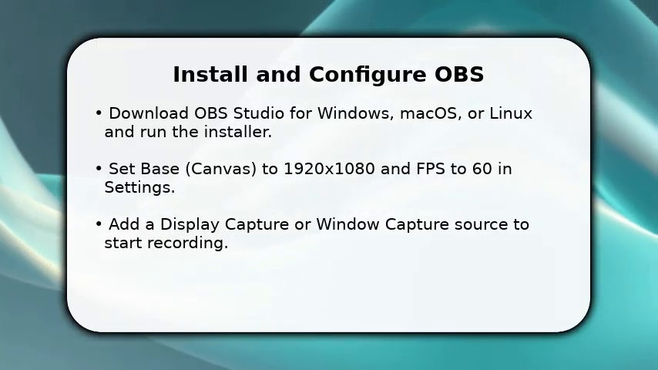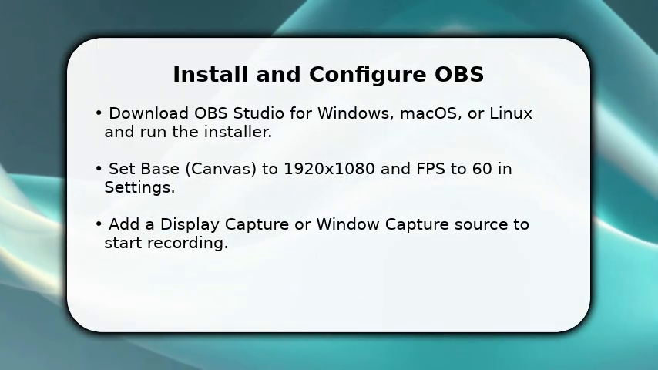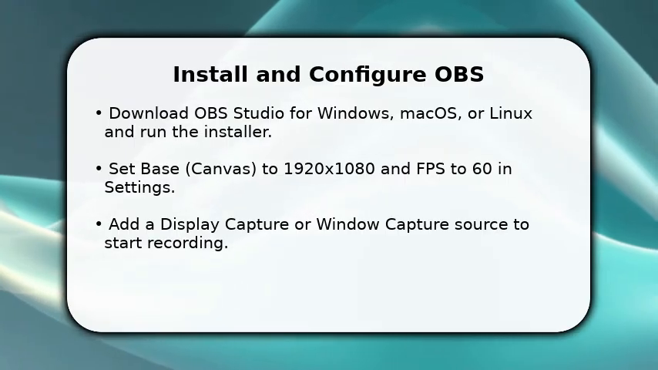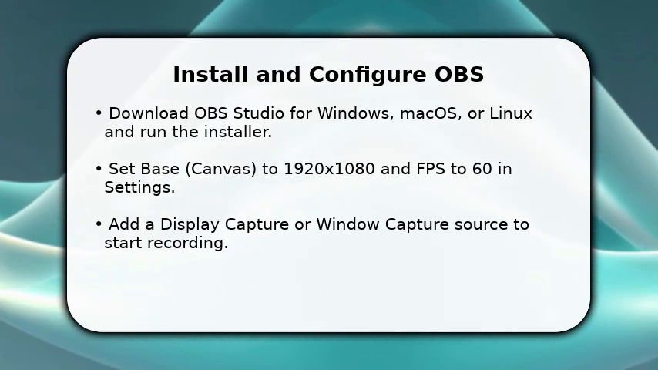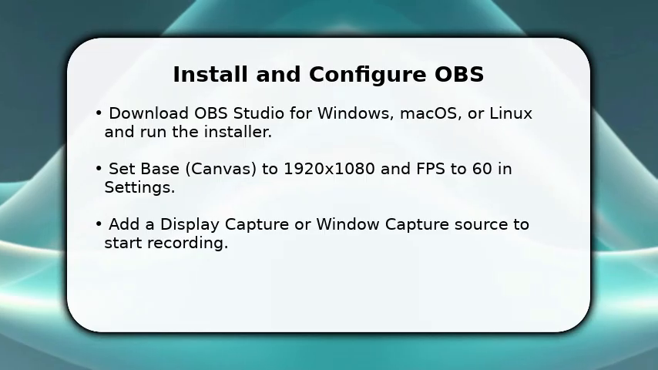Next, open the Sources box and click the plus sign to add a display capture or a window capture source. Name the source and choose the monitor or application window you want to record. Confirm and ensure the preview shows.